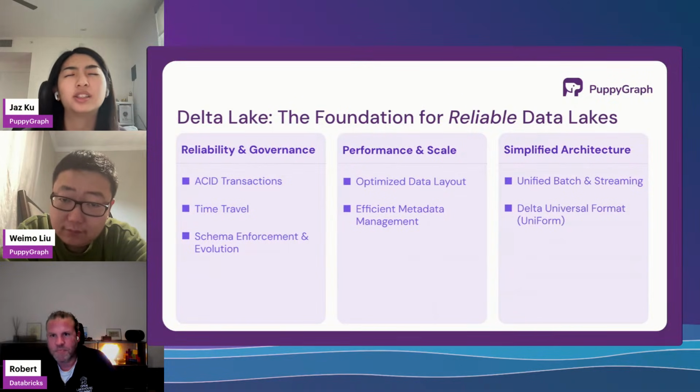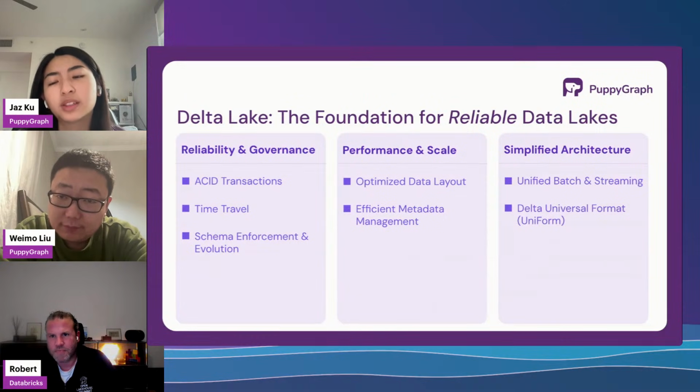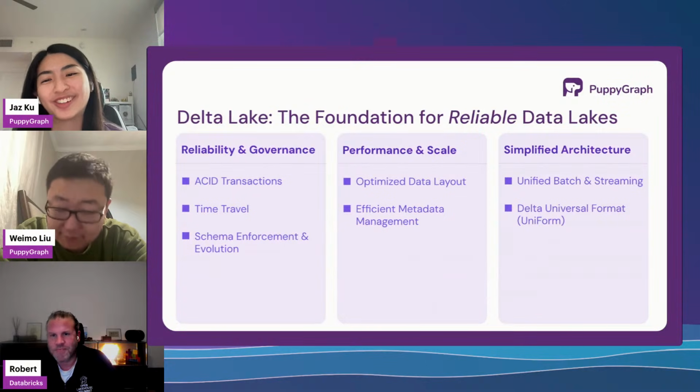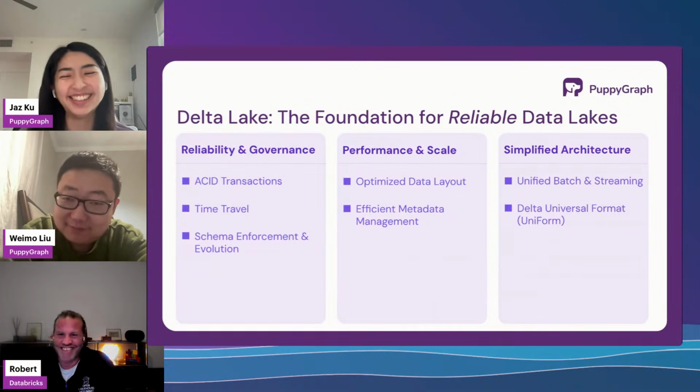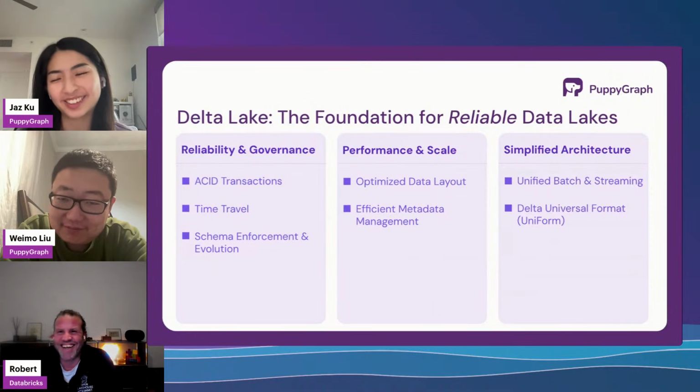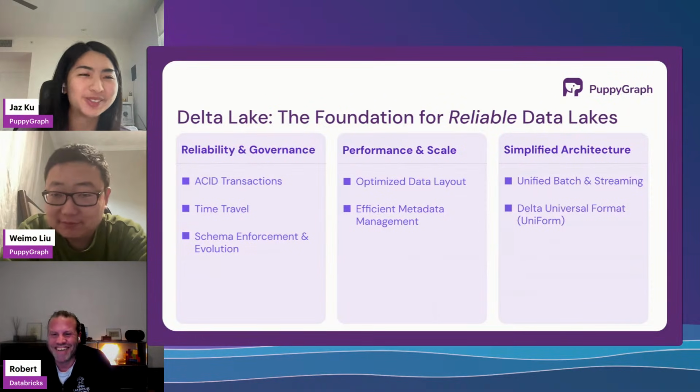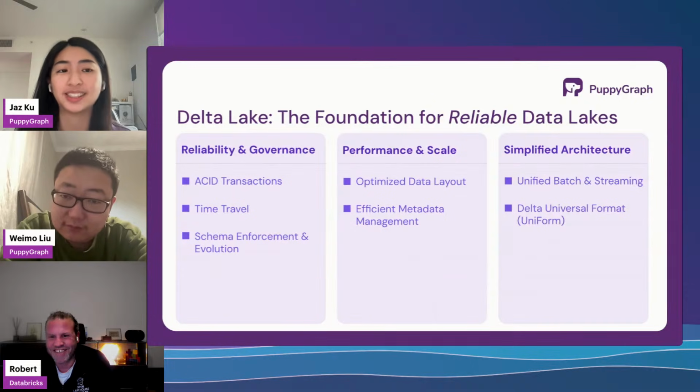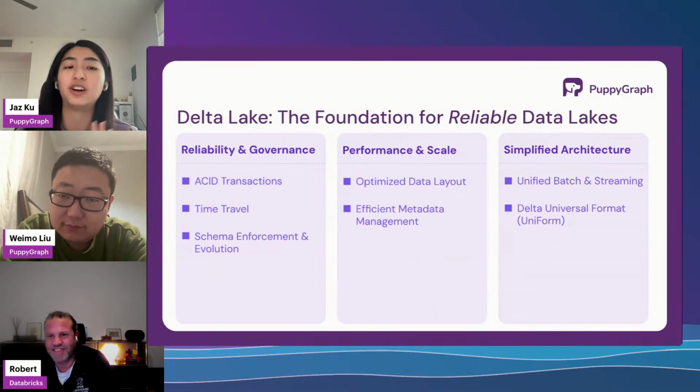And let's say you really wanted to travel 7 years back in the past for some reason, you can do that as long as your retention log configurations allow for it. That's the only caveat, really. And then there's schema enforcement, so bad data won't enter your tables, and schema evolution, so you can flexibly evolve the table schema as you go along.